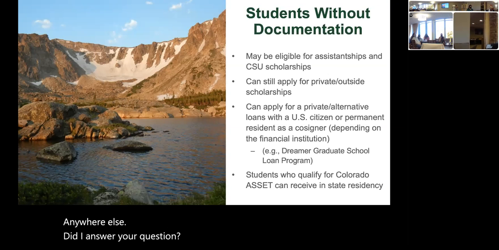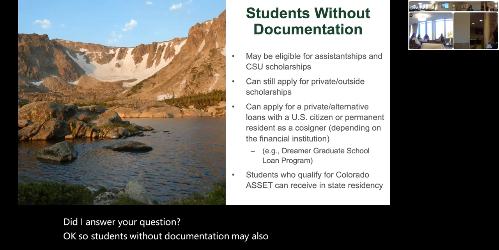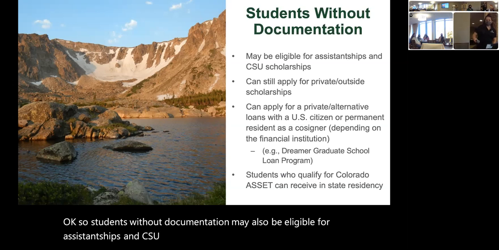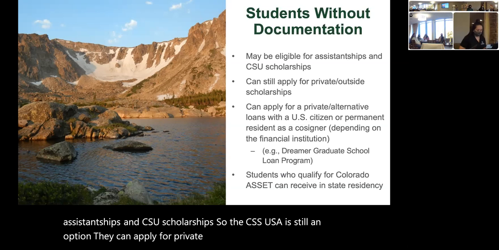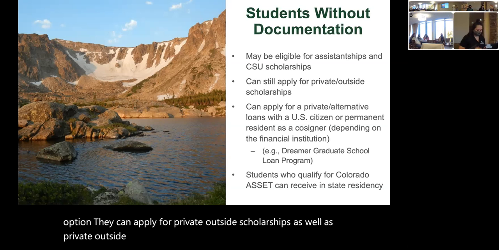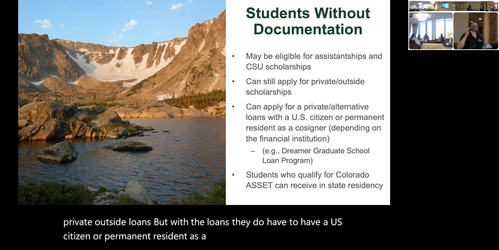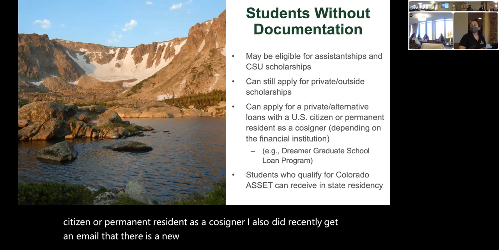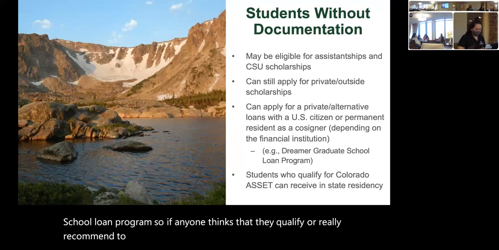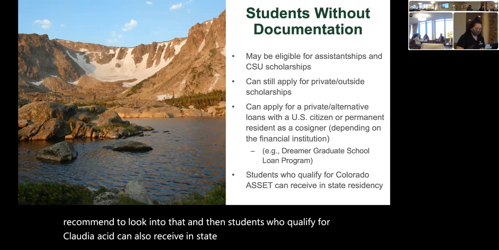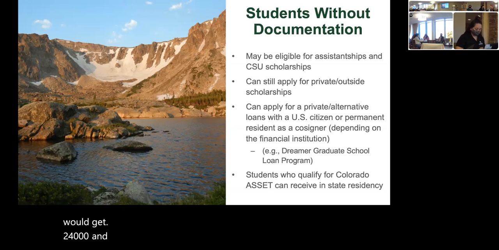Okay. So students without documentation may also be eligible for assistantships and CSU scholarships. So the CSU Essay is still an option. They can apply for private outside scholarships as well as private outside loans. But with the loans, they do have to have a U.S. citizen or permanent resident as a co-signer. I also did recently get an email that there is a new loan called the Dreamer Graduate School Loan Program. So if anyone thinks that they qualify, I would really recommend to look into that. And then students who qualify for Colorado Asset can also receive in-state tuition, which means they would get that $34,000 in cost of attendance versus the $50,000.